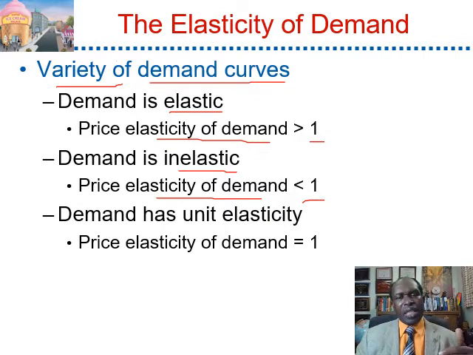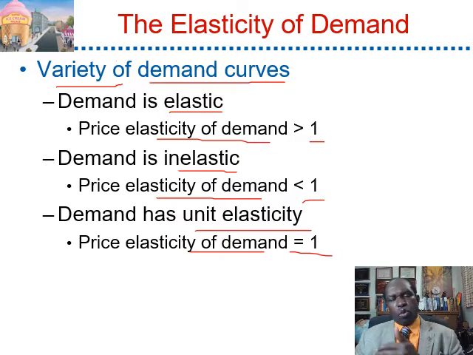Demand has unit elasticity, meaning that the value of the elasticity is equal to 1. Therefore, the percentage change of the quantity is exactly equal to the percentage change of the price. Say the price increases by 40% and quantity decreases by 40%, then the value of the elasticity will be 1. 40 divided by 40 is 1.